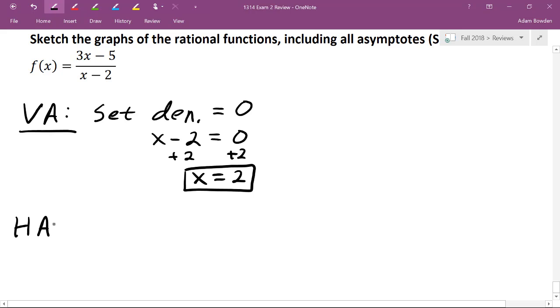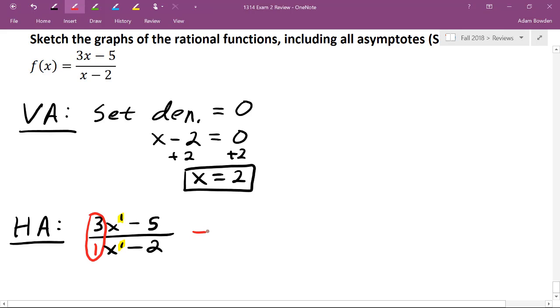To find the horizontal asymptote, we're going to look at our powers of x and leading coefficients. You see here that the powers on top and bottom are the same. So what we can do is divide the leading coefficients. And y equals those numbers will be our horizontal asymptote. So y equals 3 divided by 1, or y equals 3, is our horizontal asymptote.